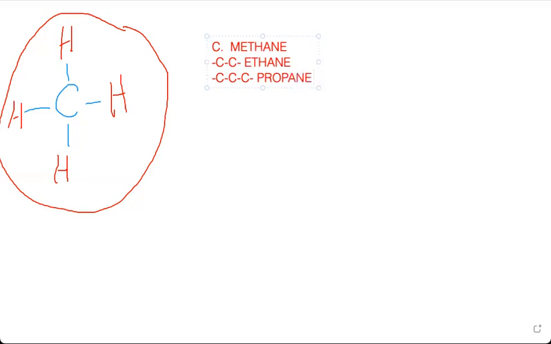A-N-E. Keep in mind you have to write ane at the end, because we are working on alkanes right now. These are not alkenes, these are alkanes, with single bonds. Next, if there are 4 carbons, you fill the rest of the bonds with hydrogen, and the name, after propane, will be 1, 2, 3, 4, butane.